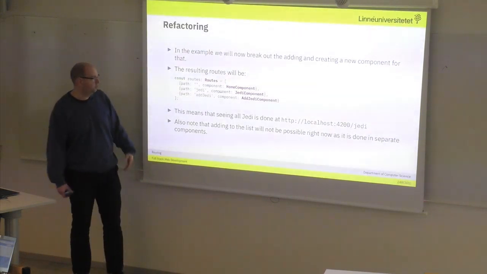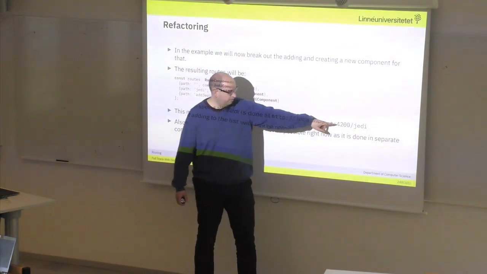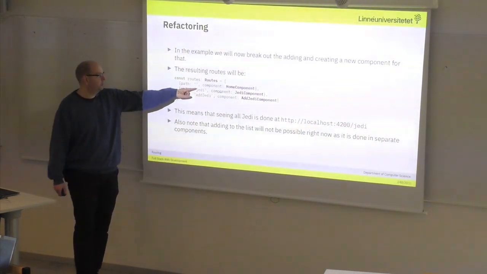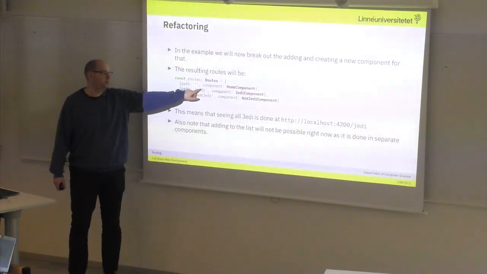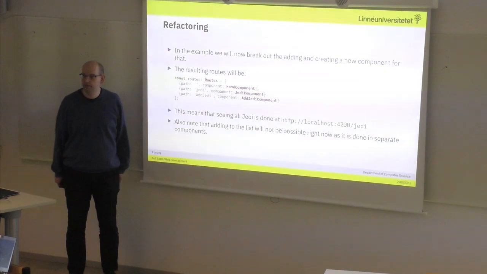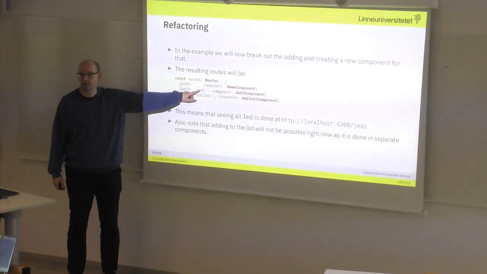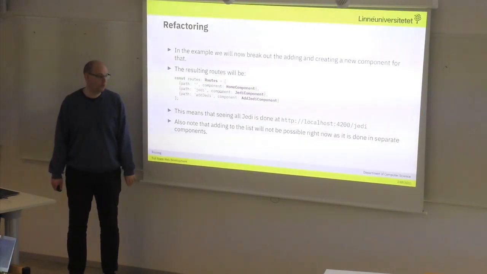And that means that if we want to see all the Jedi, we now go to localhost:4200/Jedi. And it's up to us to decide exactly what we want to add here. So we don't have to put Jedi, we can call it Bahamalan. I have no idea what that is or how to type it down, but whatever we like. But preferably something that's easy to remember.